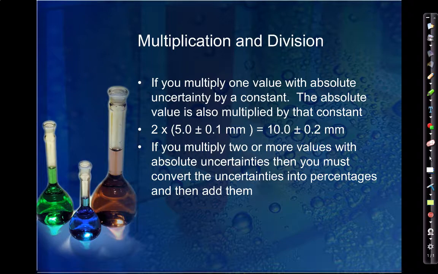Now, if you're multiplying 2 or more measurements together, or you're dividing 2 or more measurements together, you are going to actually use percent uncertainties. So you have to convert them into percentages first.